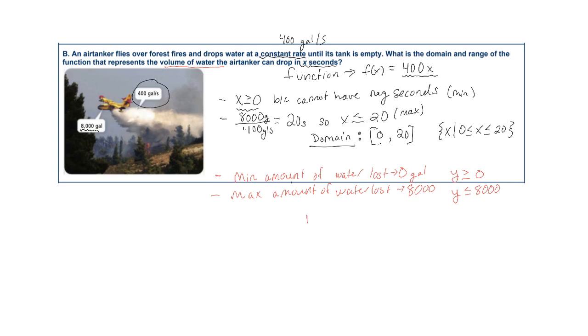So we want to find our range. This is greater than or equal to 0, so bracket 0, comma, our max is 8,000, so 8,000 bracket. And then our set builder, the set of all y's, would be 0 less than or equal to y, which is less than or equal to 8,000.